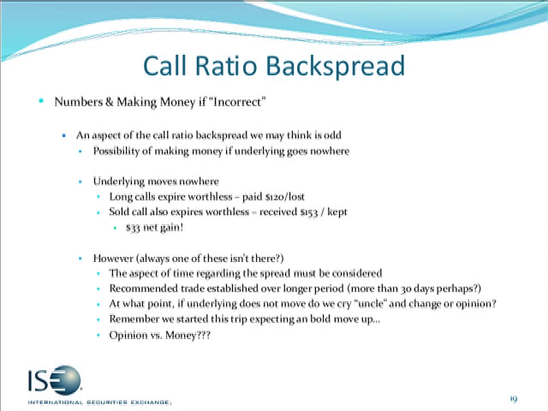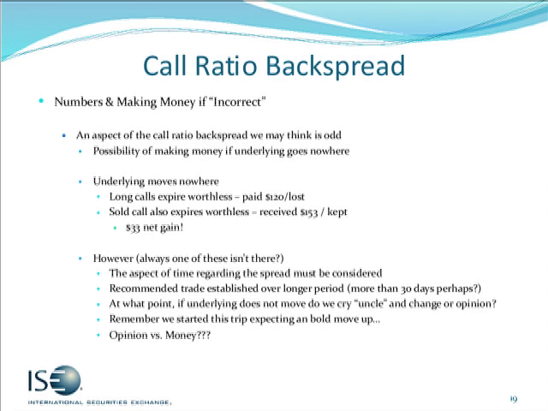So the underlying moves nowhere. Long calls are worthless. We made 120 and we lost 120. But it goes nowhere. Our 69, 50, I believe, also expires for us. We received $153. It's paid for 33 credit. We at least get to keep the $33.